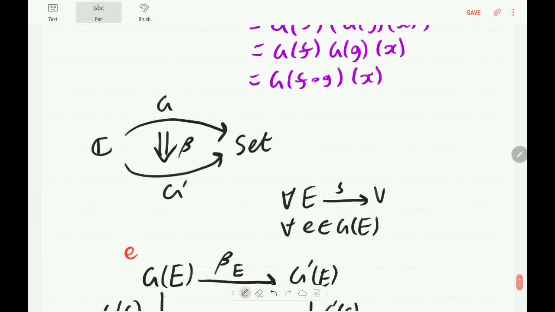Now, the other thing is about natural transformations. So consider a natural transformation beta from G to G dash.